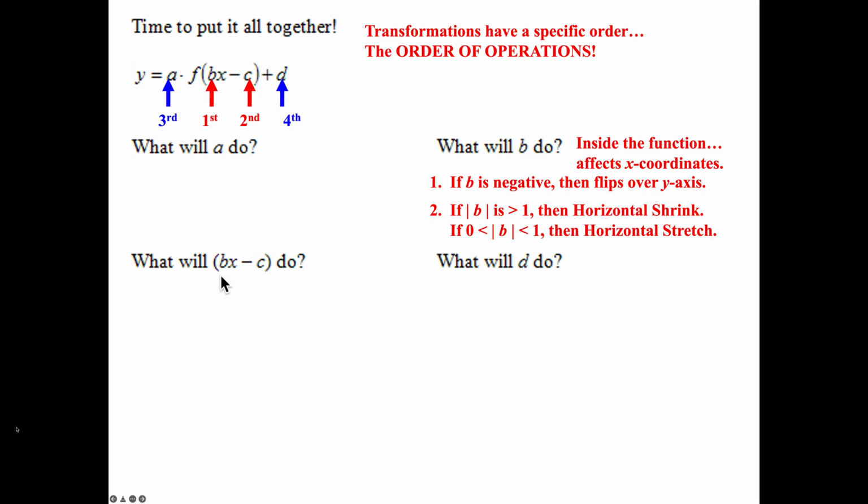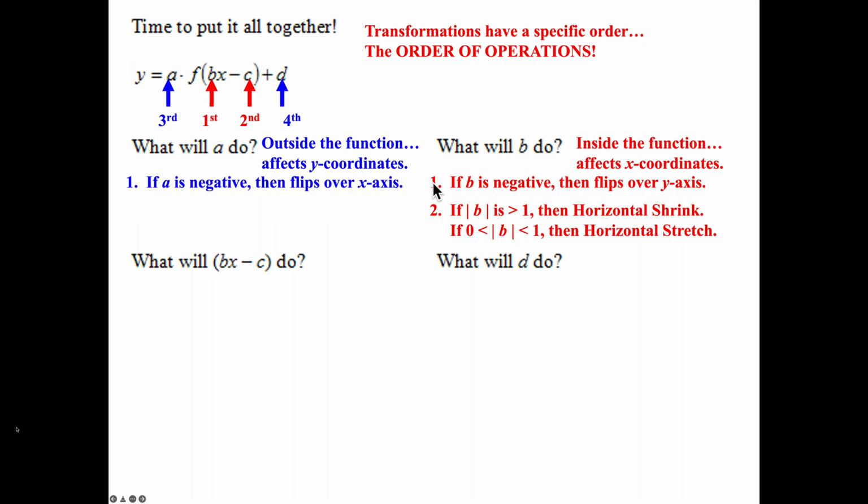Now, second is to look at bx minus c. But before I do that, I really want to look at a. A, again, is a multiplication, but this is on the outside. But there's a distinct pattern between these two. It's going to help on the memorization for this on the test, because this will be on the test. All right, number one. If a is negative, it flips over the x-axis. Notice the number one over here. The y-axis changed to the x-axis, or the x-axis changes to the y-axis.